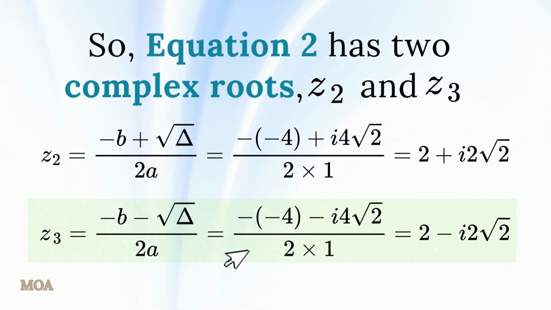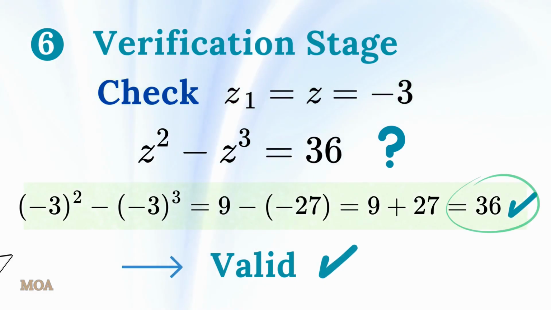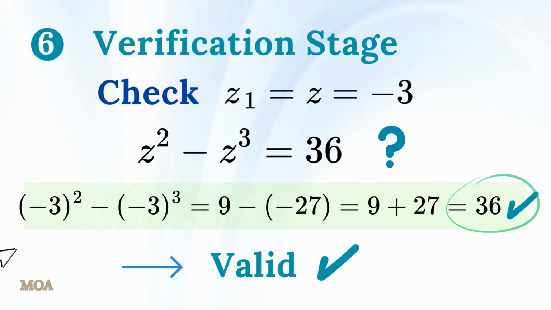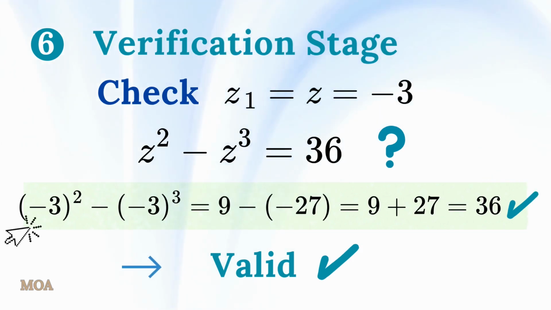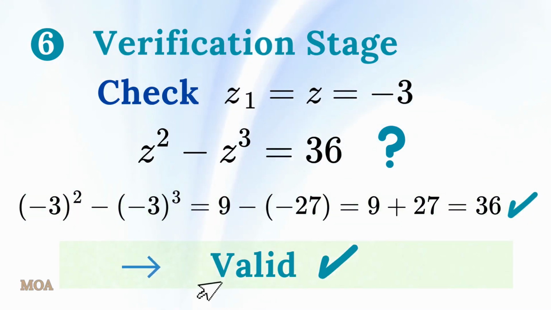What is next? Good. Now we are at the verification stage. At this stage, let us check our solutions. Regarding the first root, z sub 1 equals negative 3. Replacing this real root in the expression z squared minus z cubed, we get negative 3 squared minus negative 3 cubed, which is 9 minus negative 27, namely 9 plus 27, which is 36. So the first root is a valid solution.